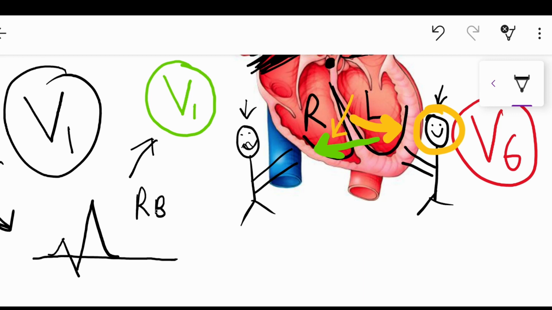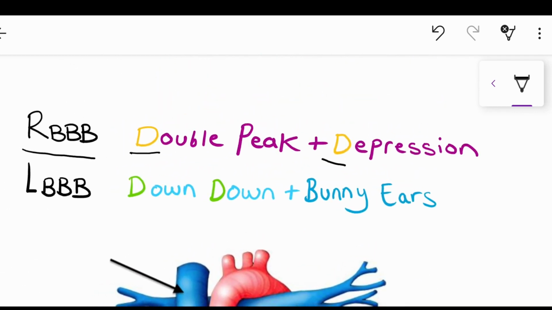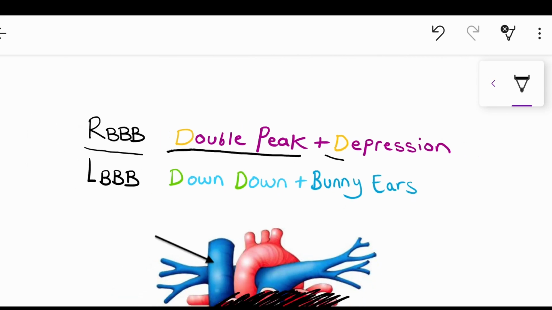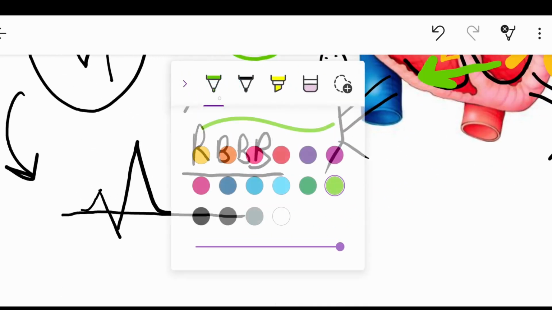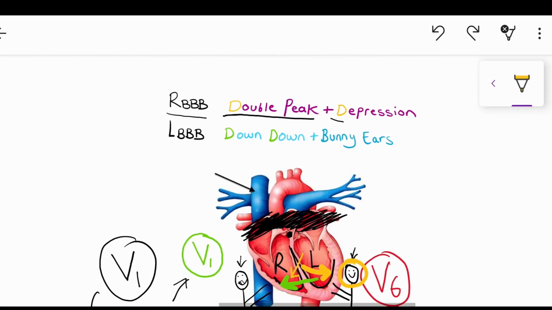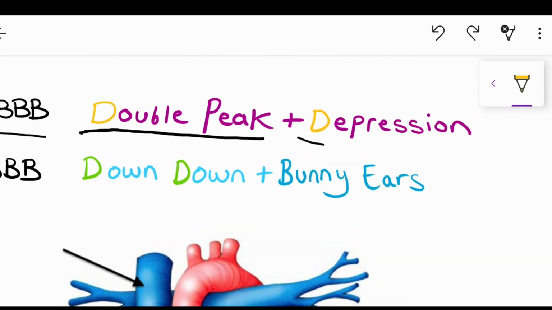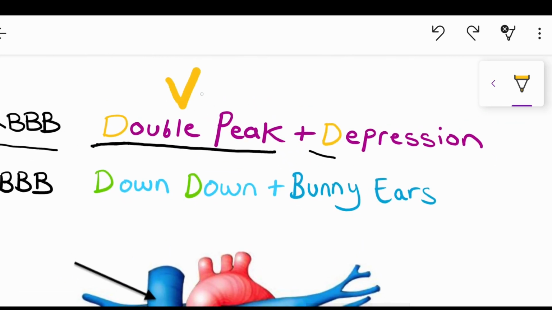Okay, now if you remember my little wording I've put here to give you some perspective, what have I written here? Double peak. Can you see it? One peak, two peak, double peak, right bundle branch block. That's your first indicator to finding the right bundle branch block, at least for V1.